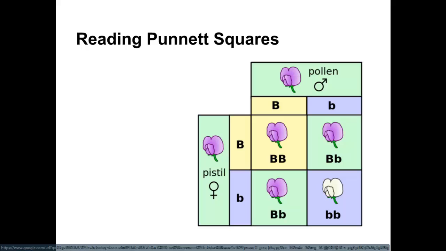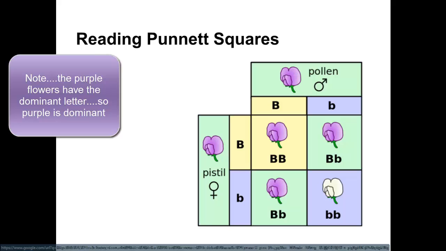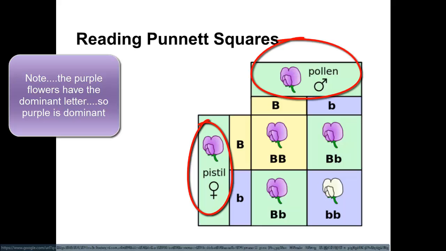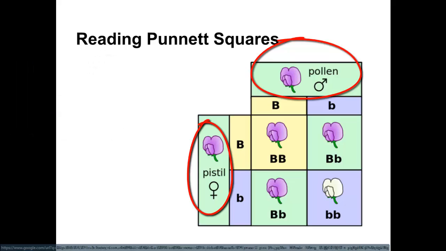All right, now that you know how to use a Punnett square, we're going to focus on how to read Punnett squares. It's one thing to fill one out, but then you have to actually be able to make sense of it. Here you see a completed Punnett square, where we have two purple flowers that we bred together, and we're trying to predict what the offspring would look like.